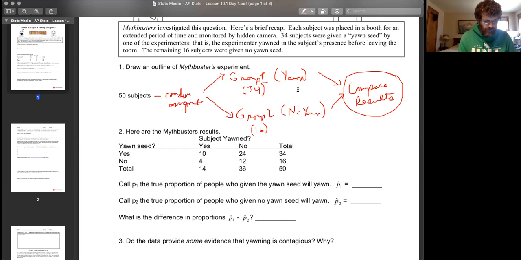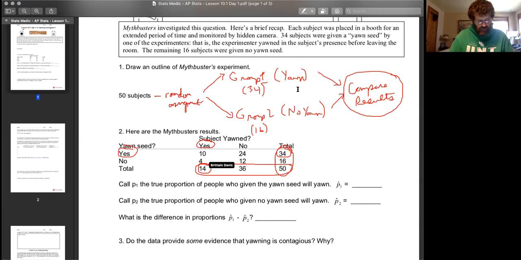Okay, so let's look at the actual results. And of course, you can see it's a 2-way table. The key things to focus on right now is that they gave the yawn seed to 34 people. And then they noticed that 14 people, so I'm looking at the marginal totals. So were they given a yawn seed? Yes, 34 times. That's where that comes from. Did they actually yawn? Yes, that happened 14 times.